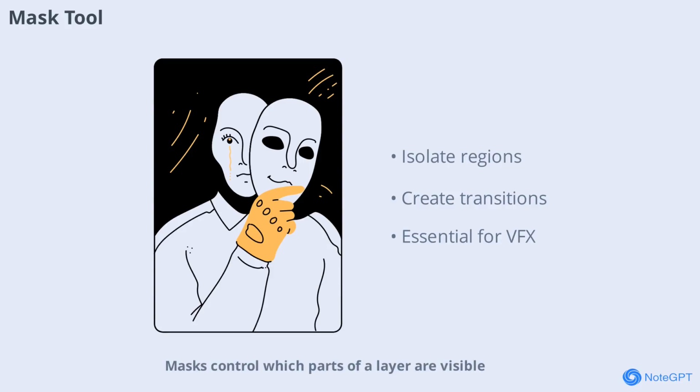Masks control which parts of a layer are visible. Draw a mask around a person to isolate them, or use masks for creative transitions, reveals, and color correction. Masks are essential for compositing and VFX, allowing you to blend elements seamlessly or highlight specific areas of your scene.